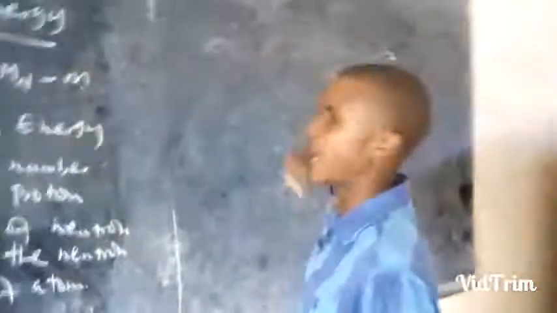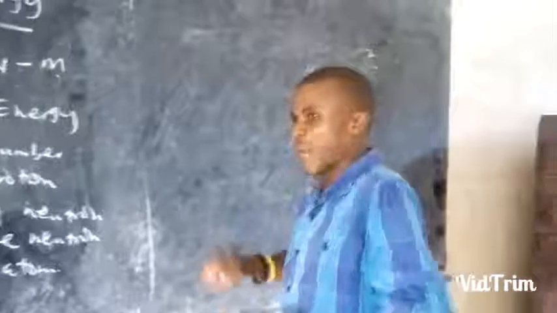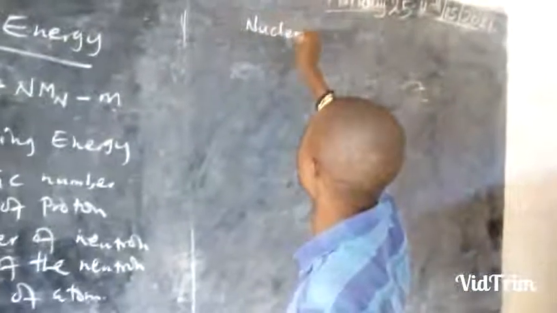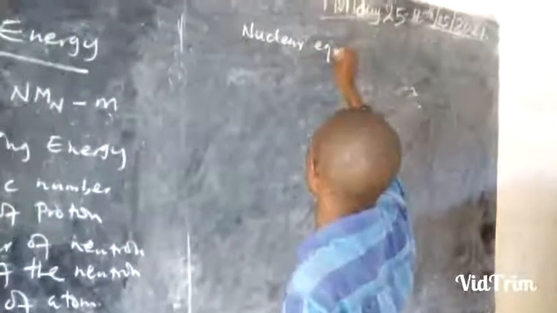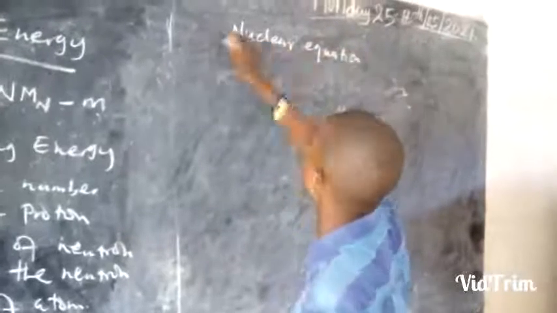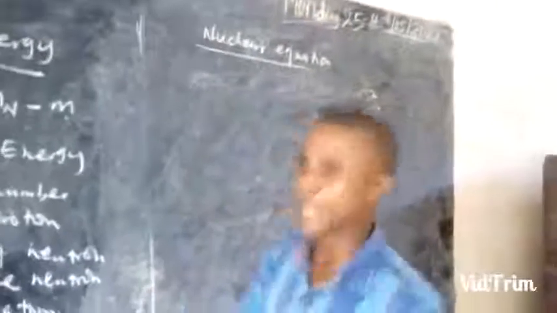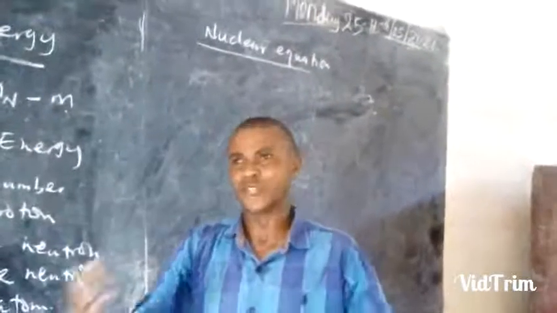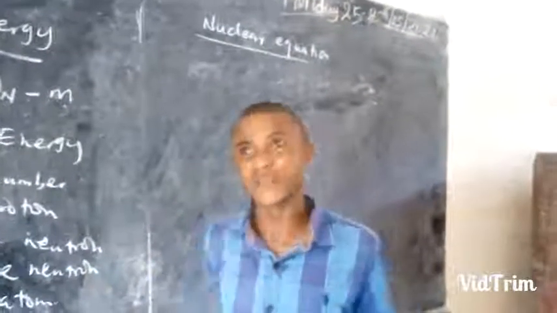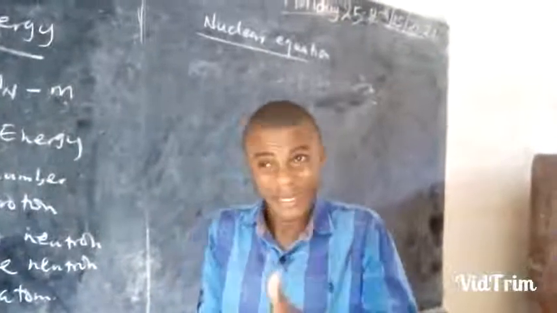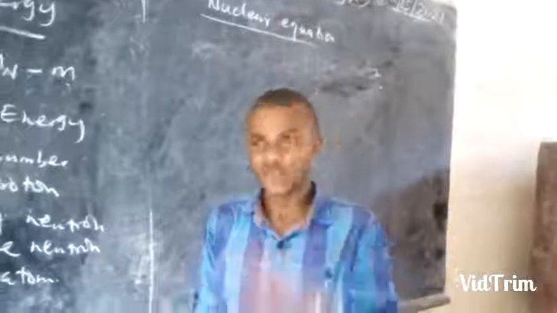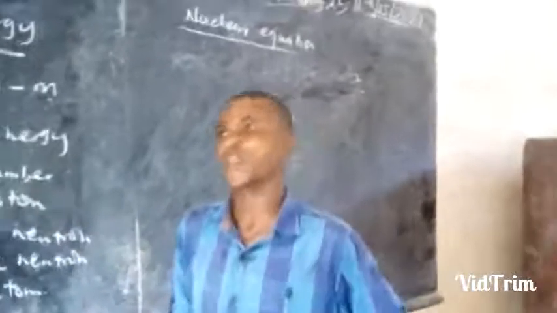Now for that particular one, it takes us to nuclear equations. We now look at nuclear reactions or equations. There are basic rules, two laws that govern nuclear equations. Details will be discussed for nuclear equations later, where we'll look at what nuclear equations are. But for the time being, we are looking at the laws of conservation for nuclear equations. There are two laws that govern nuclear reactions or nuclear equations.